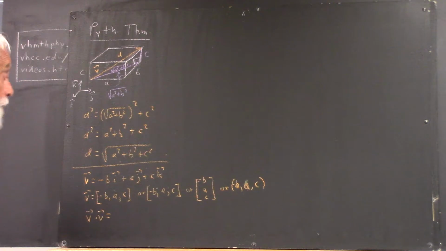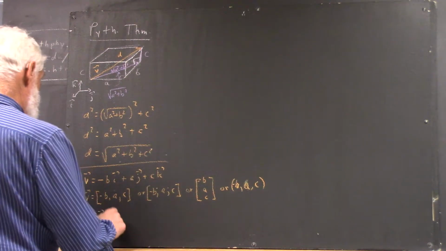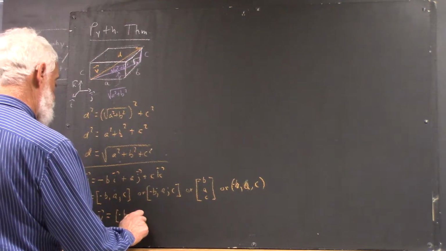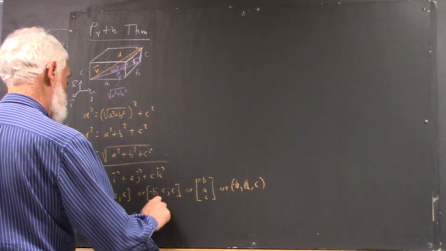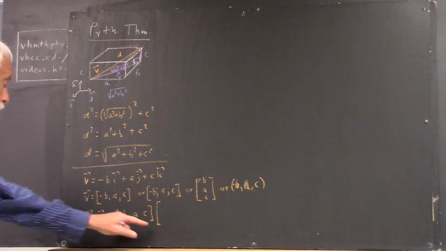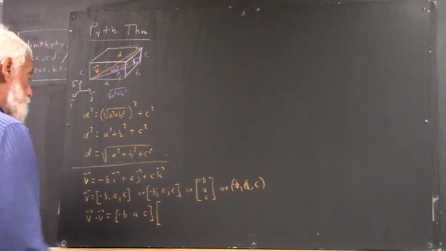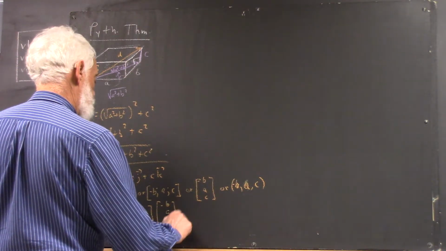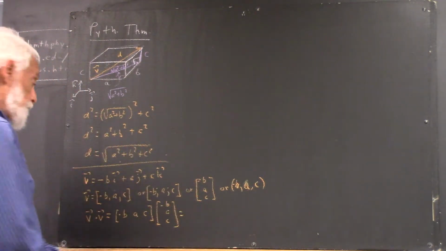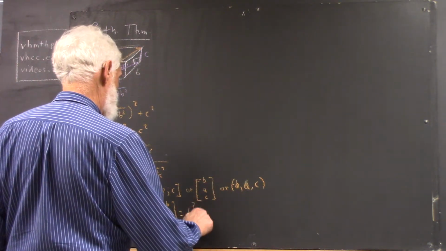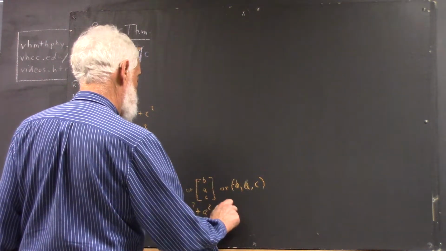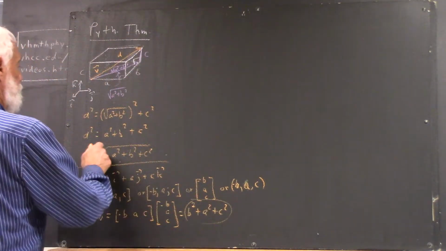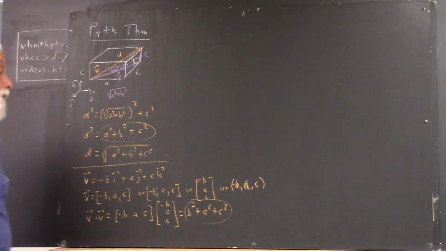Now, v dot v, as we should know, is just, and I'm going to write without commas, we make a row vector out of v, and then we make a column vector out of v, and we multiply the row by the column, and very clearly we get b squared plus a squared plus c squared, which, except for the order of terms, which doesn't matter, is identical to the square of this distance.